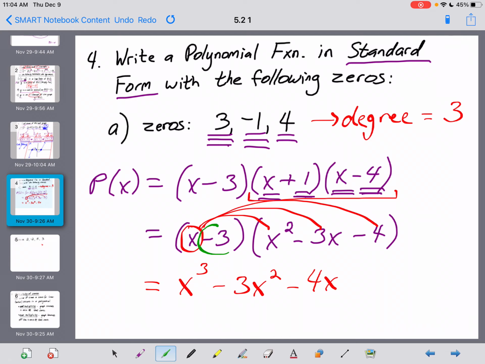And now we're going to take the second term of this binomial, which is -3. Don't lose that negative. And I'm going to distribute that -3 to the 3 terms in the trinomial as well.